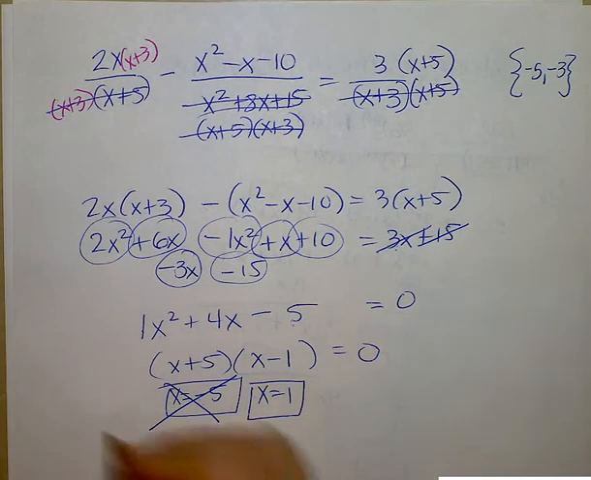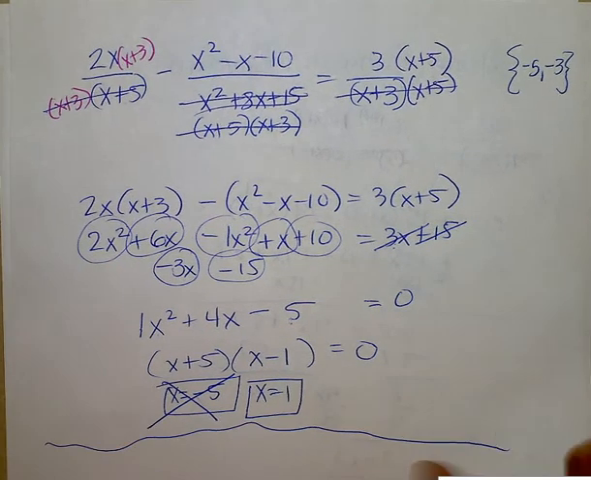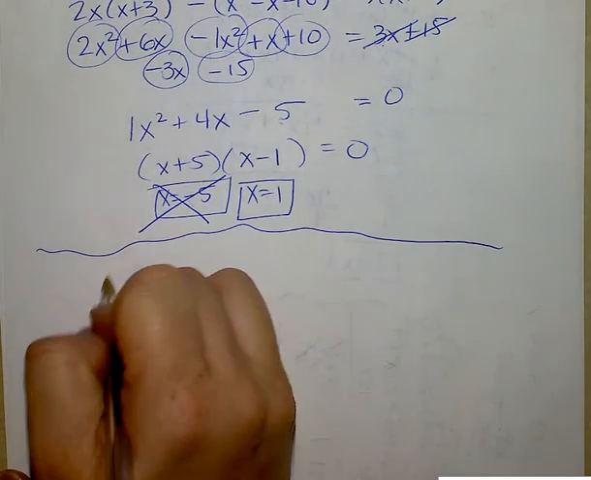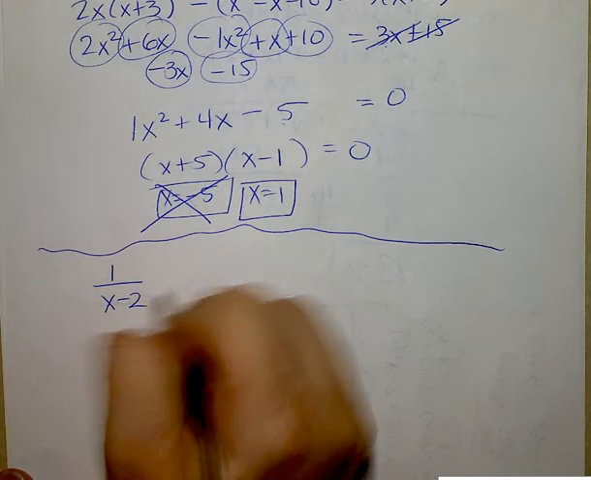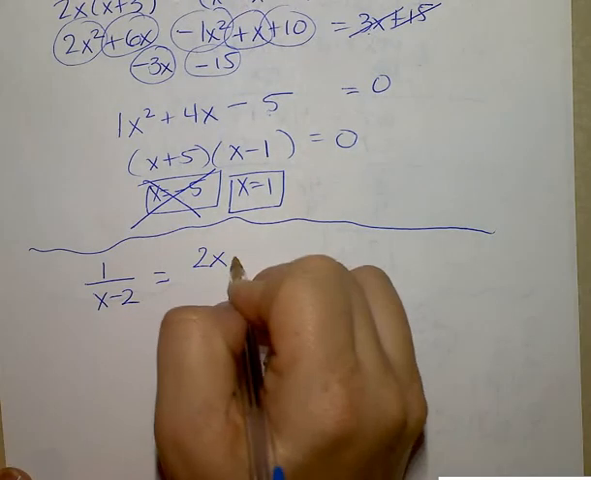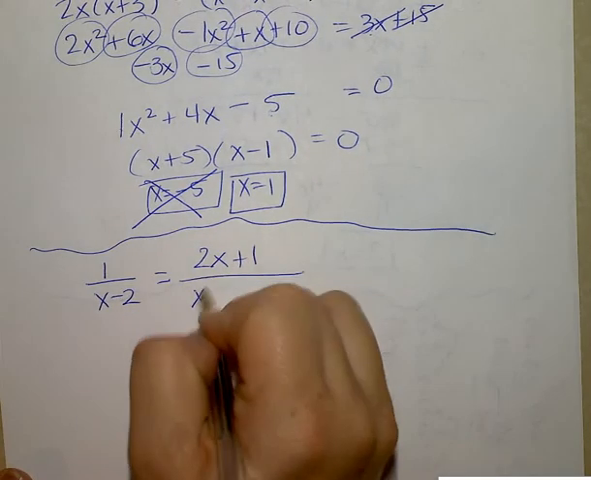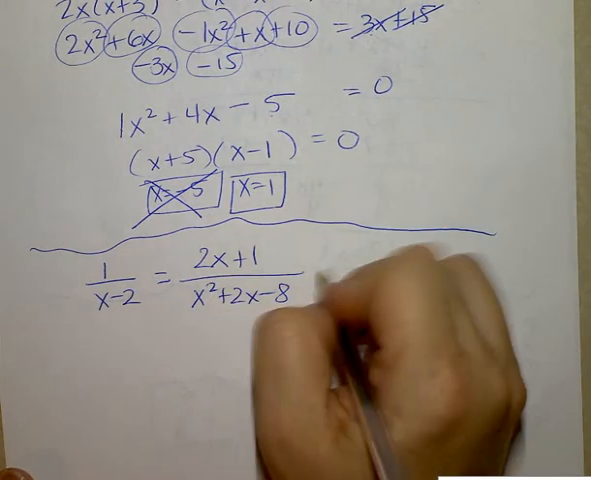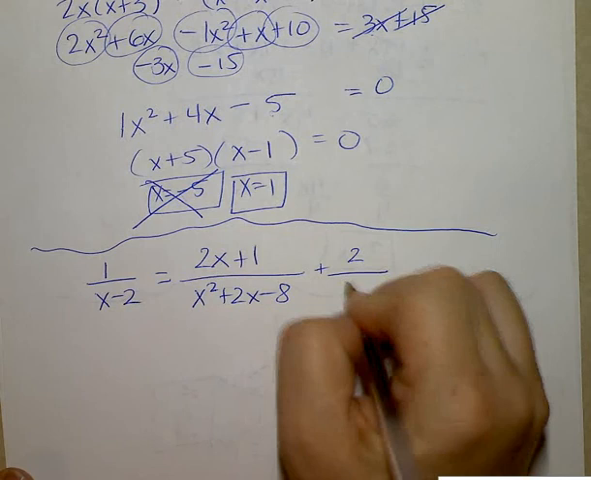Okay, the next problem is much like it. I'm going to show you how we can do the problem but show less work. So we're going to go 1 over x minus 2, 2x plus 1 over x squared plus 2x minus 8, plus 2 over x plus 4.